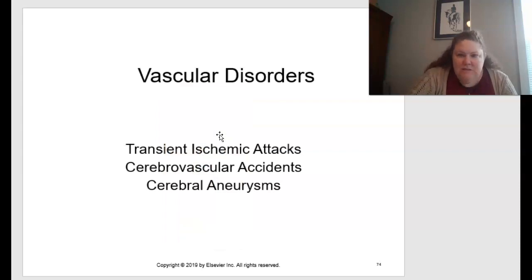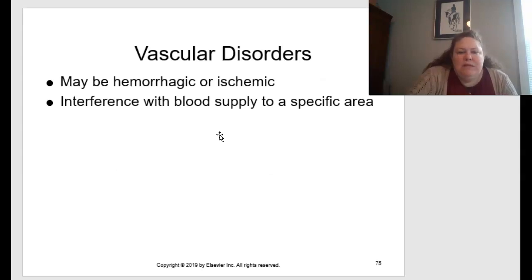Okay, so moving on to vascular disorders. Okay, we have transient ischemic attacks, we have cerebrovascular accidents, and we have cerebral aneurysms. These may be hemorrhagic or ischemic, and they interfere with blood supply to a specific area.